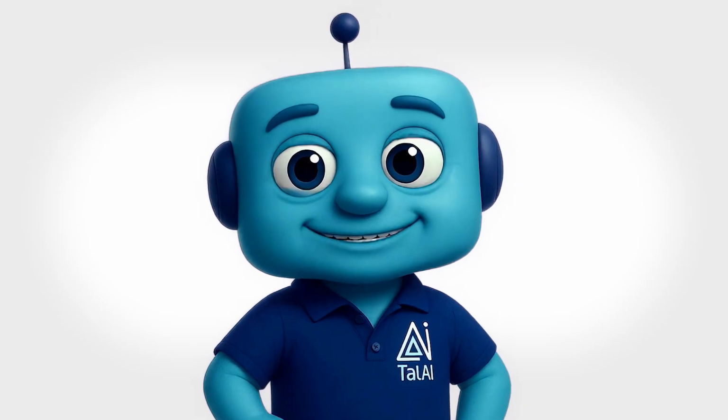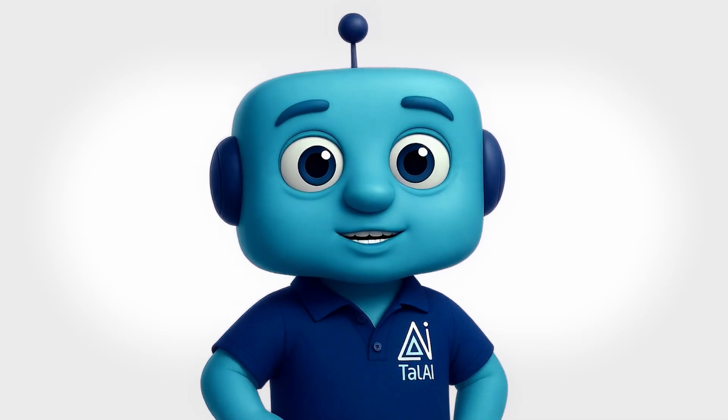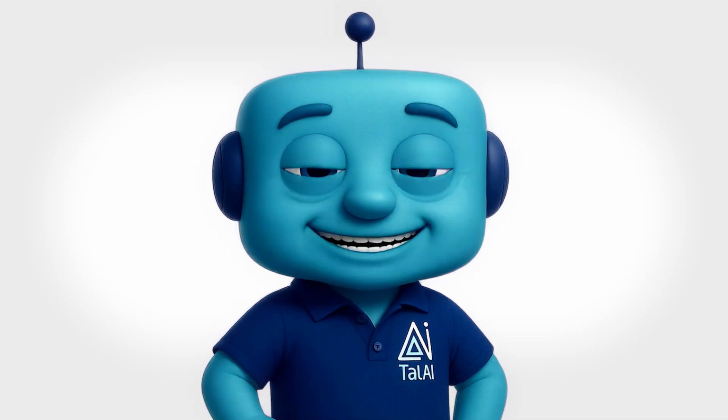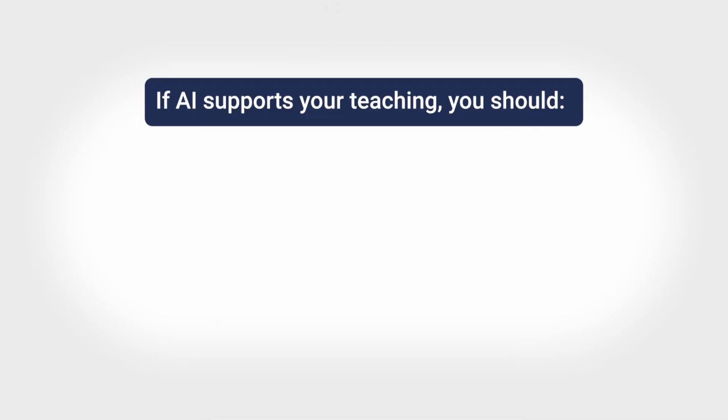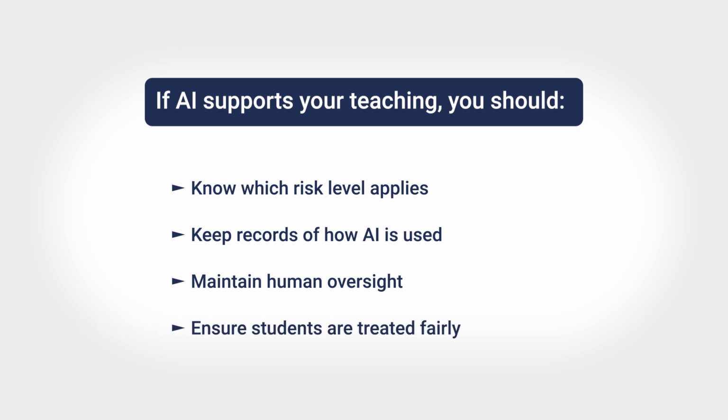So, what does all this mean for us? It means we're moving from use AI carefully to use AI responsibly, and in some cases by law. If AI supports your teaching or assessment, you'll need to know which risk level applies. Keep records of how AI is used where required. Maintain human oversight for any high-impact task. Ensure students are treated fairly and transparently.